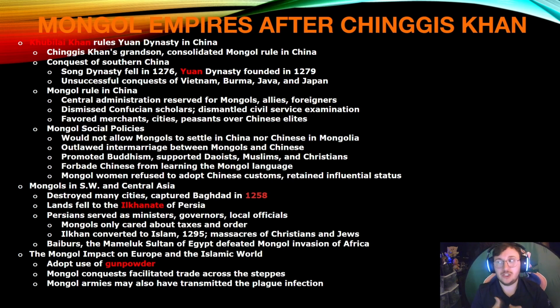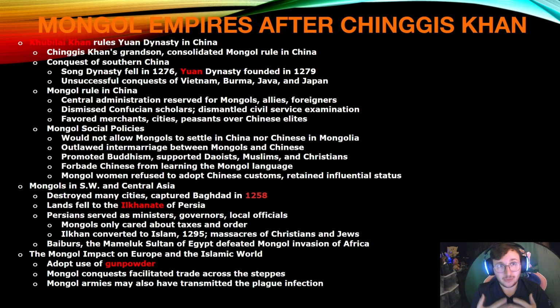And in the Mongol rule in China, the central administration was reserved for Mongols, allies, and foreigners. They did not want any Chinese administrators in charge of China. They're going to dismiss all Confucian scholars. They're going to dismantle the civil service exam, which is really going to anger Confucianists. They're going to favor merchants, cities, and peasants over the Chinese elite.